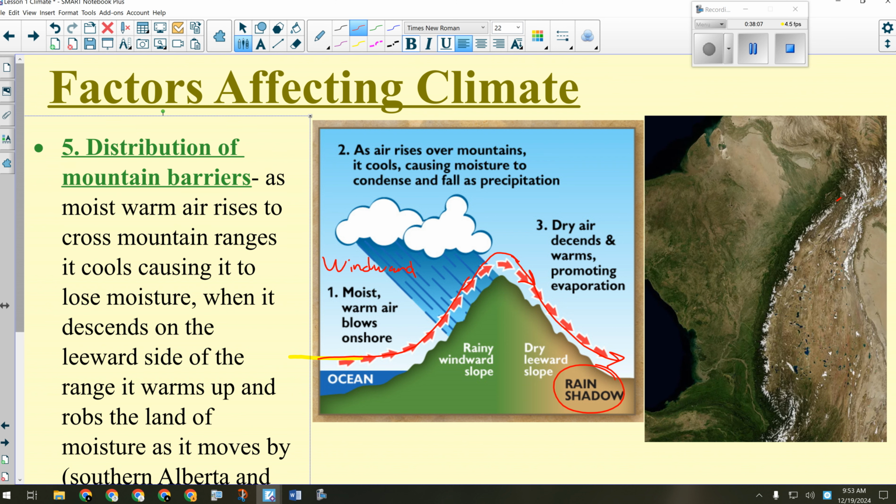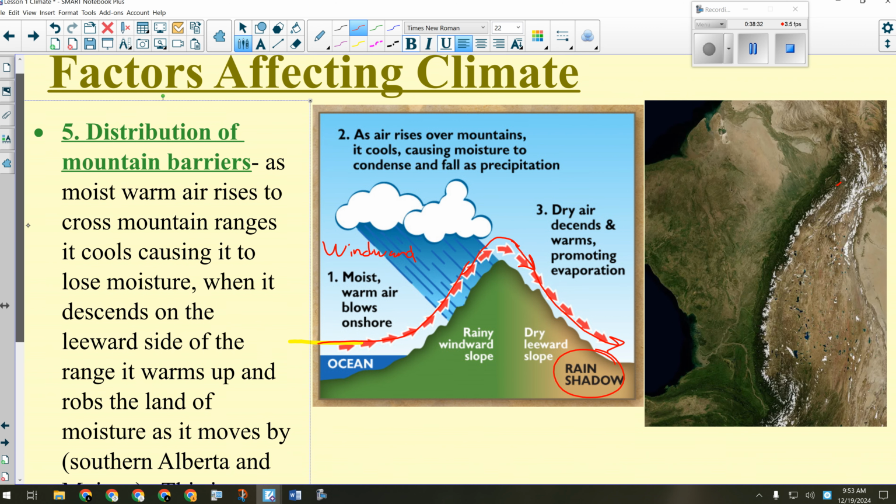They're 3 times taller than the Rockies. Moisture's got no chance of getting over top of those. So you get a rain shadow if you've got high mountains, and on one side there's moist air, and it has to get up and over. So that one is probably, after latitude and altitude, the biggest factor affecting climate here. Everybody understand how the mountain barriers work?